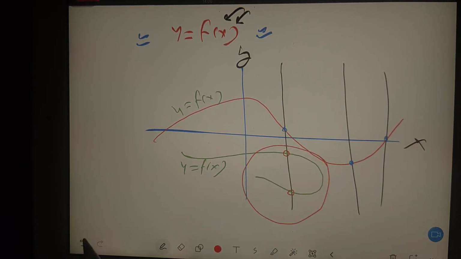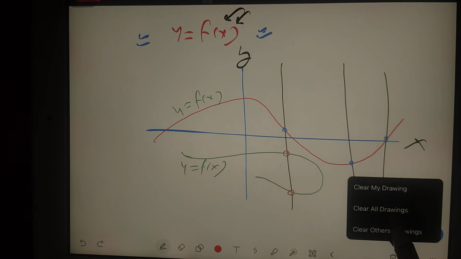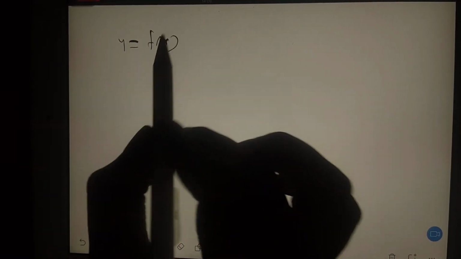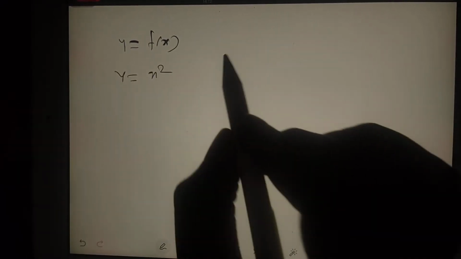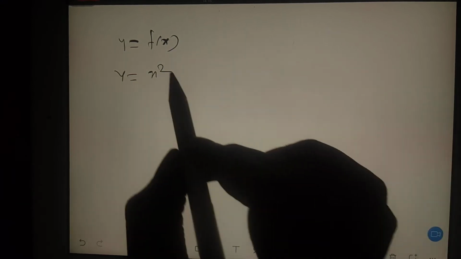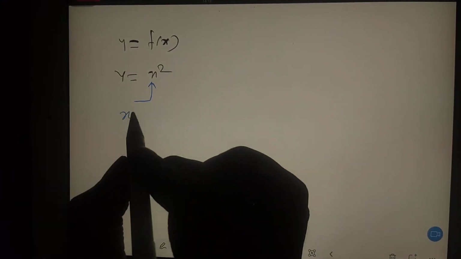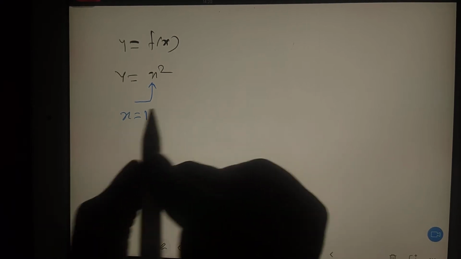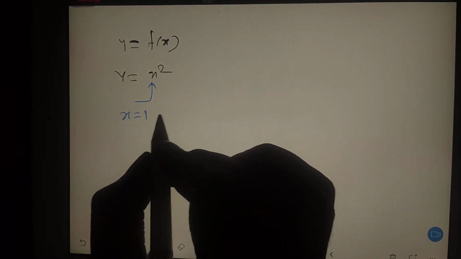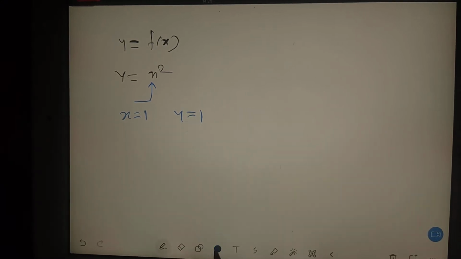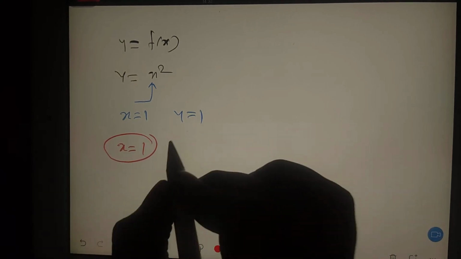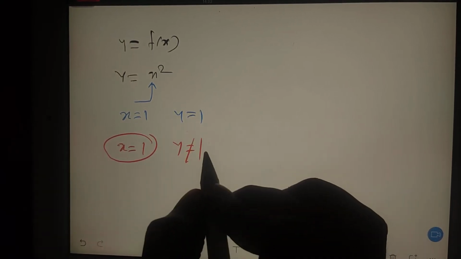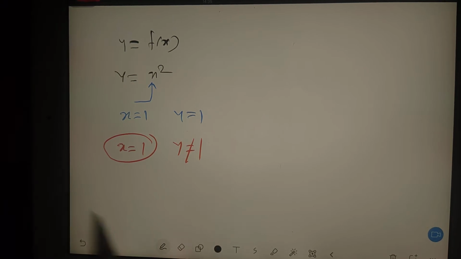Why is this green line not a function? Let's understand this. See, if I am saying y is equal to f(x), for example, y is equal to x square. Now if I substitute x is equal to 1, then suppose I get y is equal to 1. Now if I substitute x is equal to 1 again, do you think I'll get y not equal to 1? See, focus on what I'm trying to say.